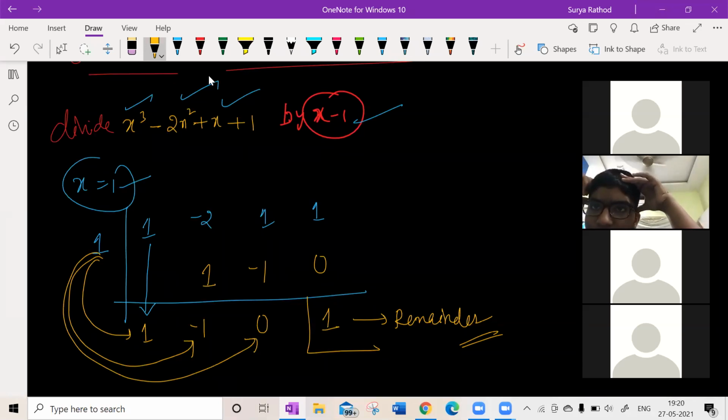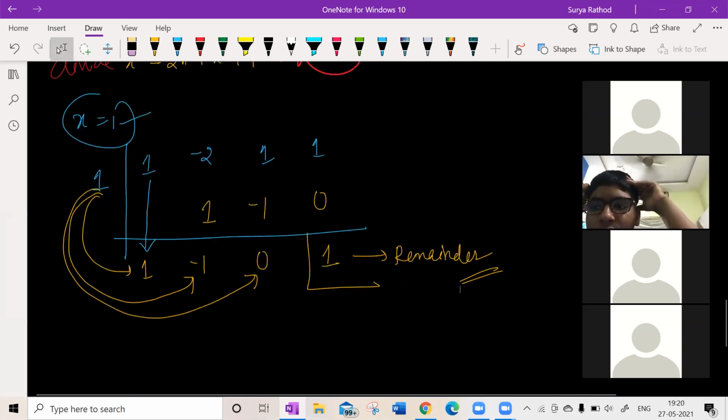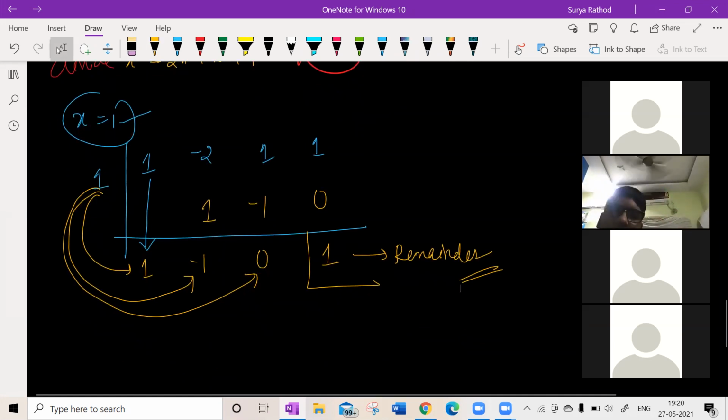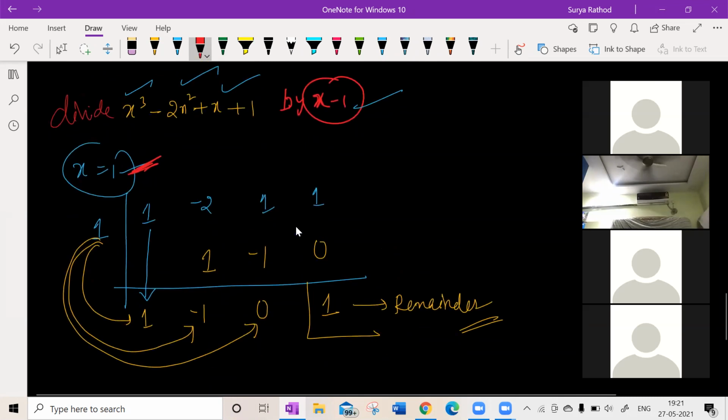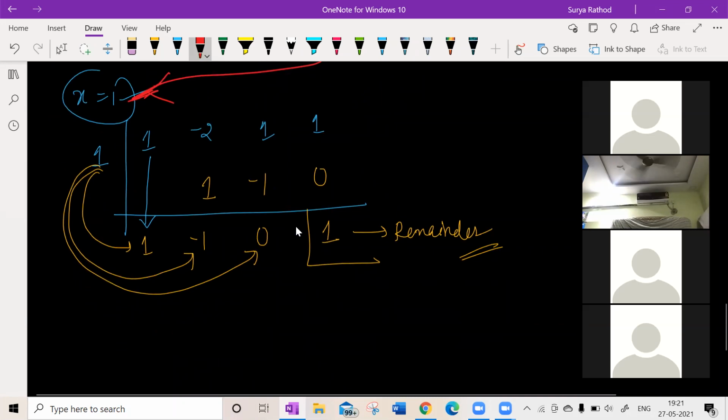Sir, I didn't understand the synthetic method. Look at this here. Sir, why are we taking x is equal to 1 here? He has given x minus 1. Right? Getting my point? Let me tell you. X minus 1 is given, so let me take x is equal to 1 here. X minus 1 means I must equate it with 0, and x is equal to 1.